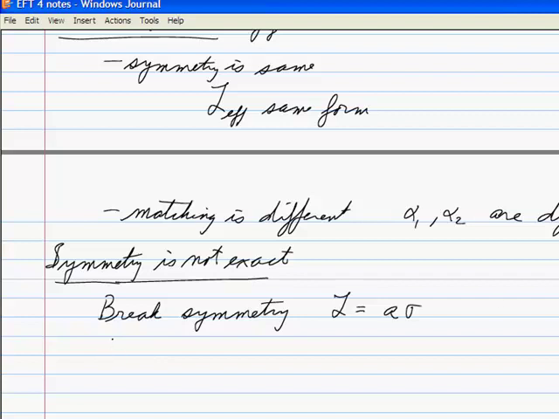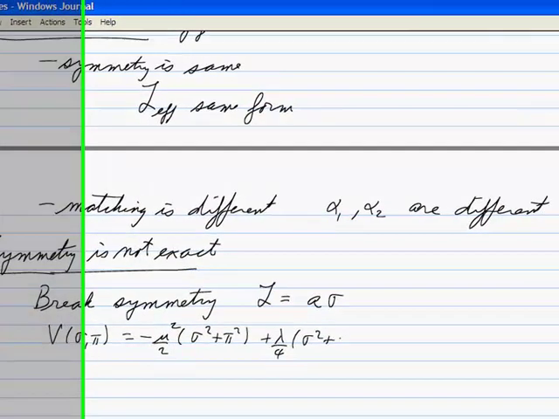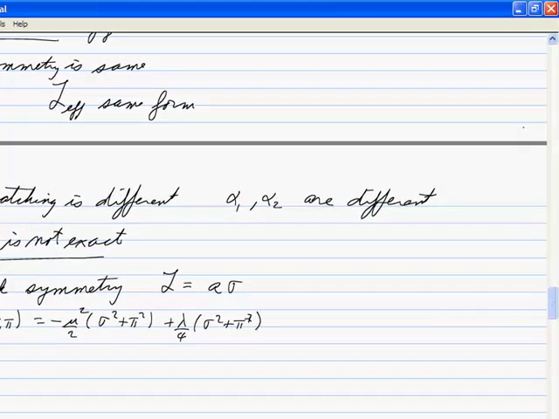So the potential then, V of sigma and pi, gets shifted. It has this minus mu squared over 2 times sigma squared plus pi squared, plus lambda over 4 times sigma squared plus pi squared, squared, and then minus A sigma.